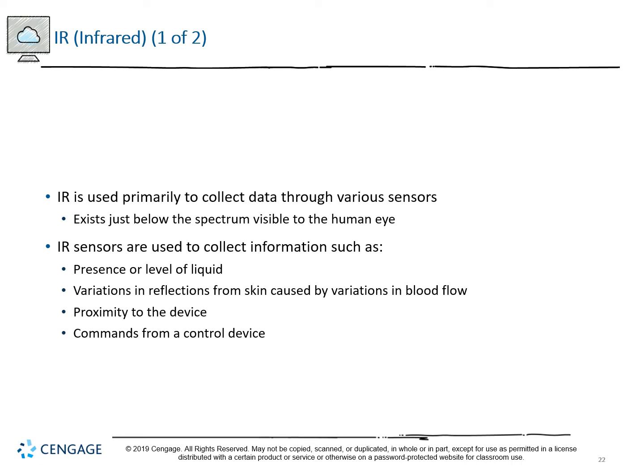The presence or level of liquid is something that IR sensors can detect. There's a different level of diffraction and response that the IR sensor can pick up. It can also detect variations in the skin caused by variations in blood flow. That's how your smartwatch is able to read your heart rate. It's able to tell proximity by essentially using interferometry to tell the difference between where an object is in relation to the sensor, because the variation in the wavelengths bounces back. It also sends commands to a control device, which is more what we're used to when we talk about the remote for a television or for any kind of input device, like a projector.